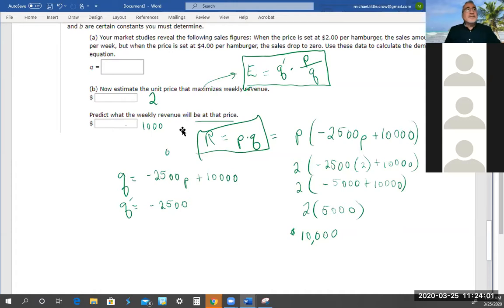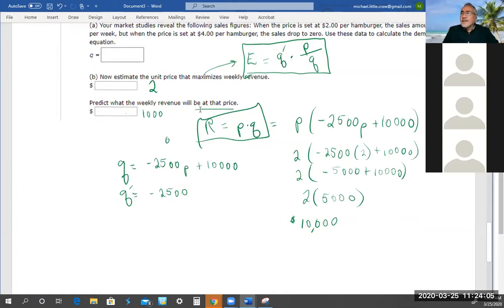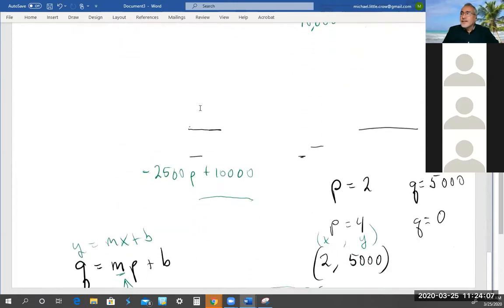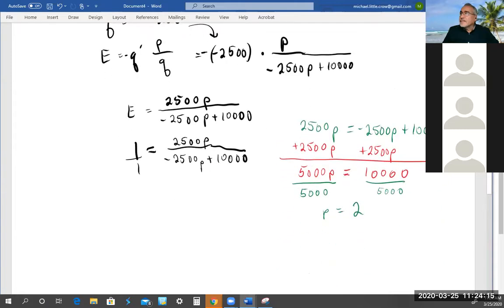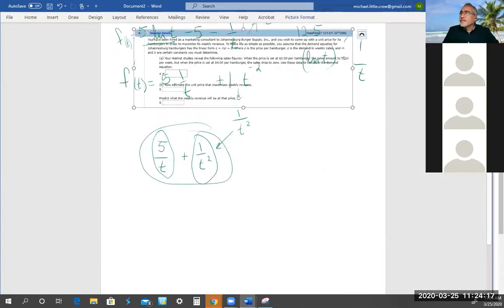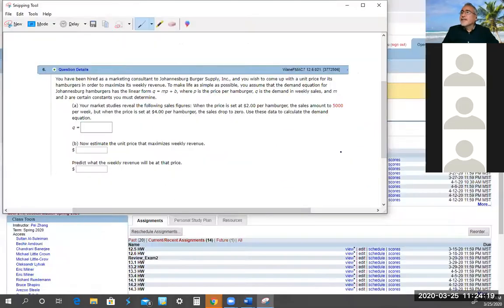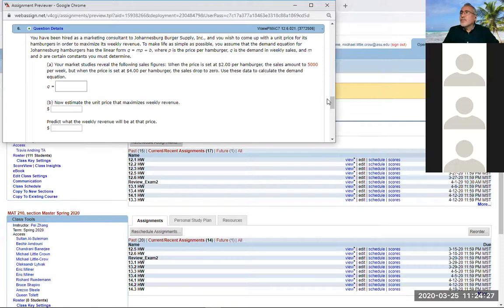Anything else? Can you go over a problem that deals with acceleration? Sure. 12.3. Yeah, that's good.